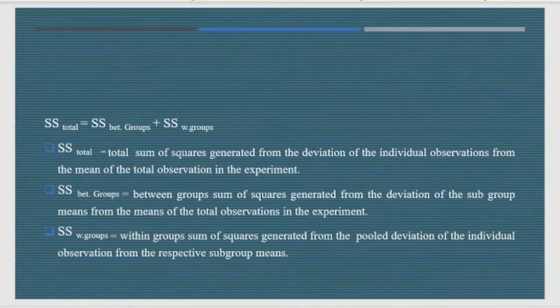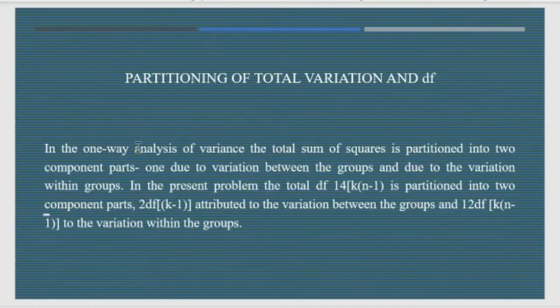And then how can we define the variable, like the numerical example discussed. If the total DF is 14, then we can divide it into 2 plus 12. 2 DF will be attributed to the variation between the groups, and for the within group variation we will have 12 DF. So we don't have to calculate them separately.